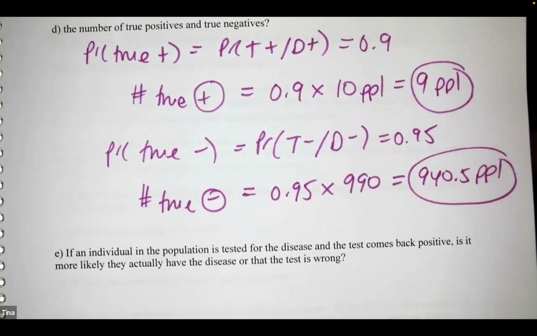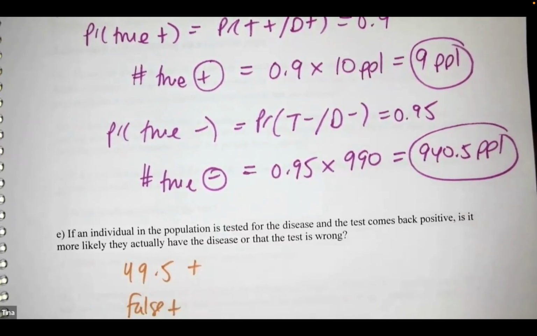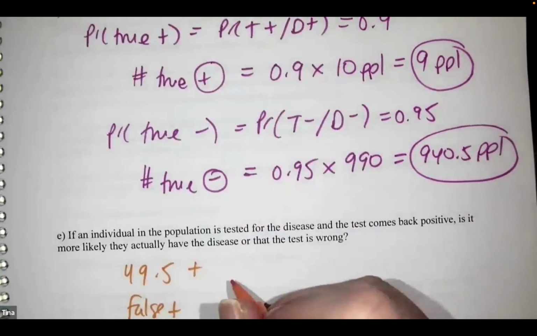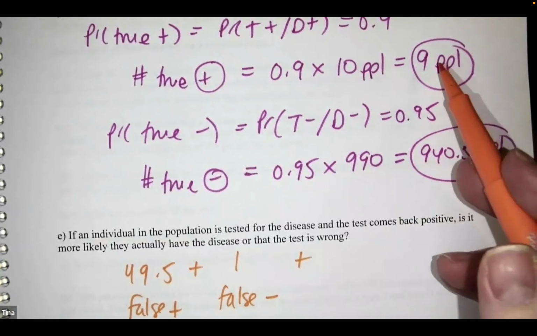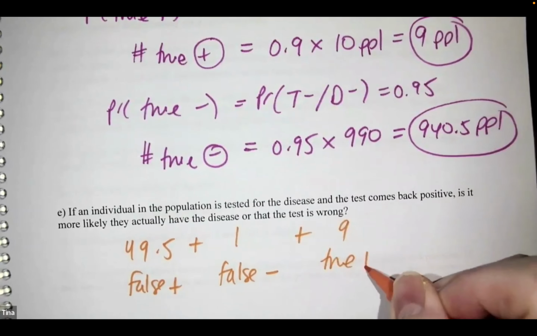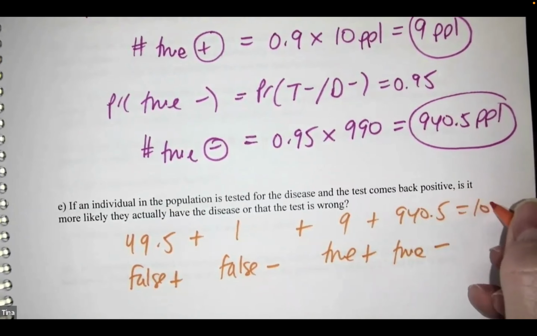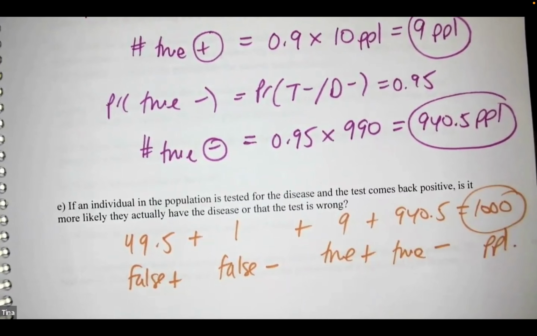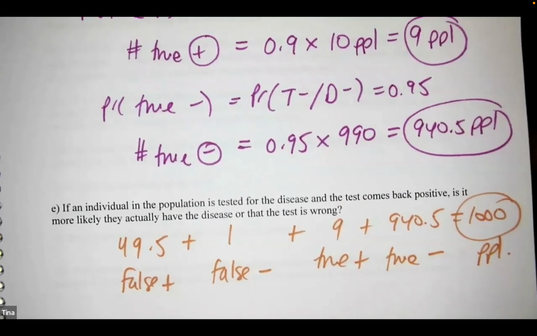Now, if you think about all the totals, you know that it has to add up to the 1,000 people, right? So we had the 49.5 was the false positive, and then we had one person was the false negative. Then the true positive was 9, and the 940.5 is the true negatives, and that's our 1,000 people. So instead of doing some of the multiplying, you could just subtract from the total as well.